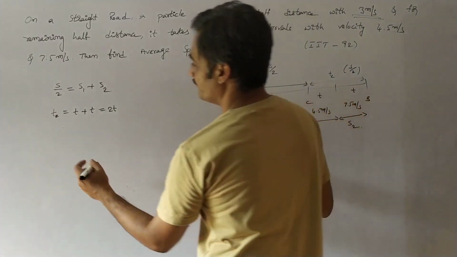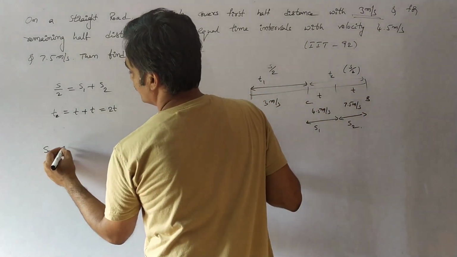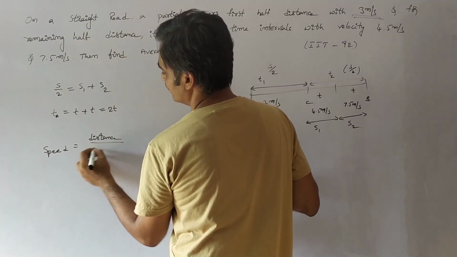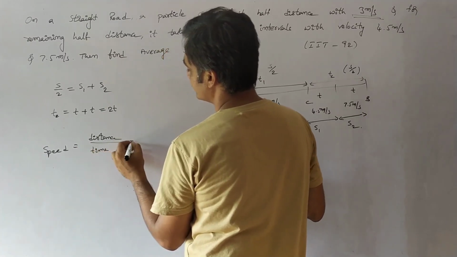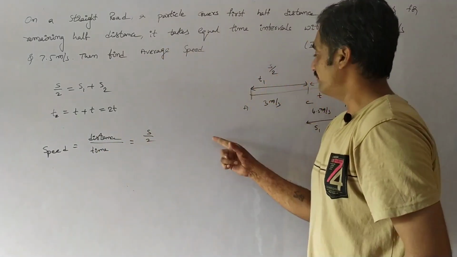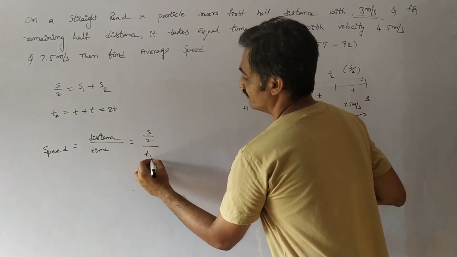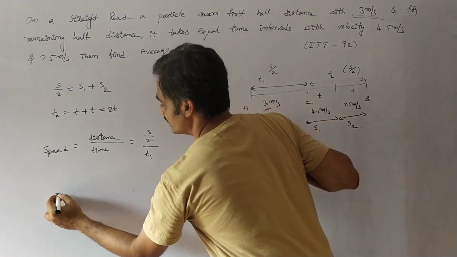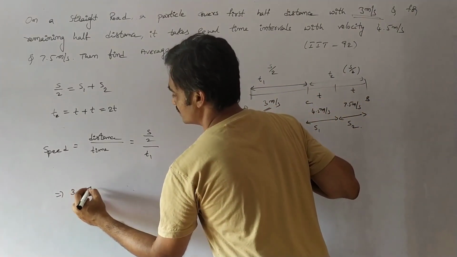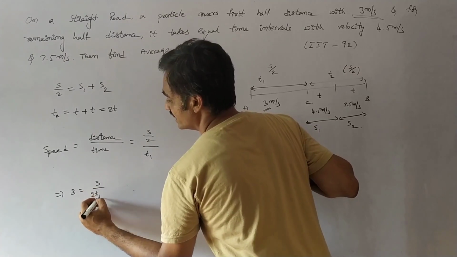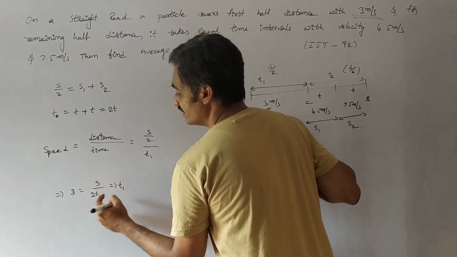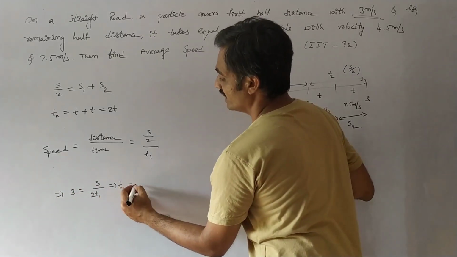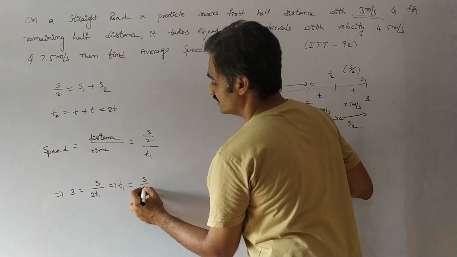From the first half, speed equals distance by time. You know that speed equals distance by time. Here the distance is S by 2 and the time is t1, where the speed is 3. From this equation we can write 3 equals S by 2 t1. From this we can write t1 equals, if we bring t1 to this side and send this 3 to the other side, S by 2 into 3, which is S by 6.